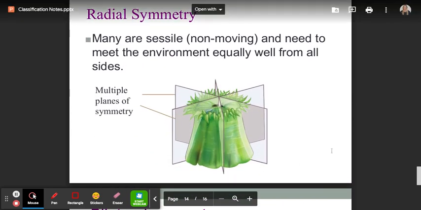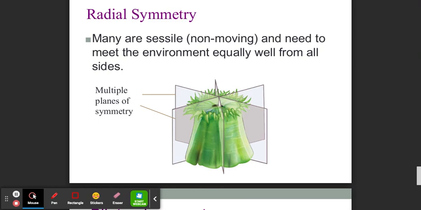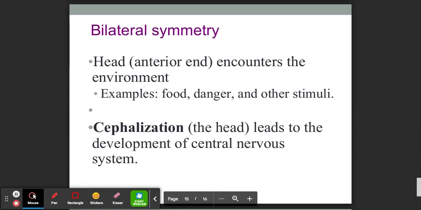Radial symmetry. This is a really good illustration of what radial symmetry is. As you can see, there are multiple planes of symmetry. If you were to take a section, each one would match the other. We find this a lot in organisms in the ocean because they're sessile, or not moving. They need to be able to filter feed from any side wherever the current is hitting them, so they are equally getting food from all sides.